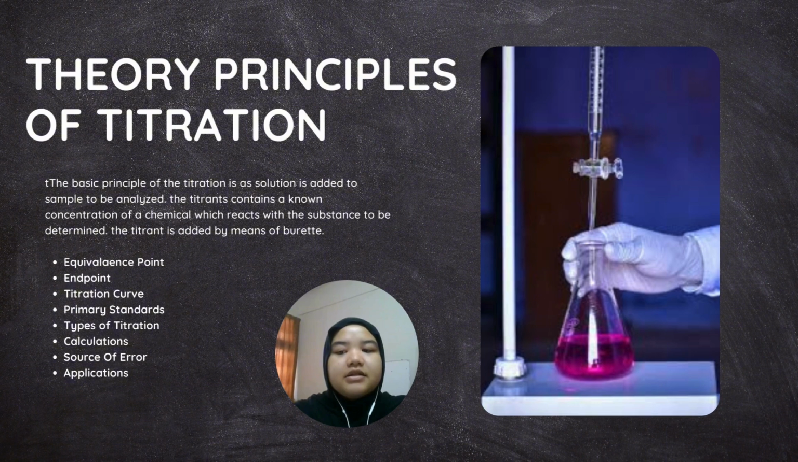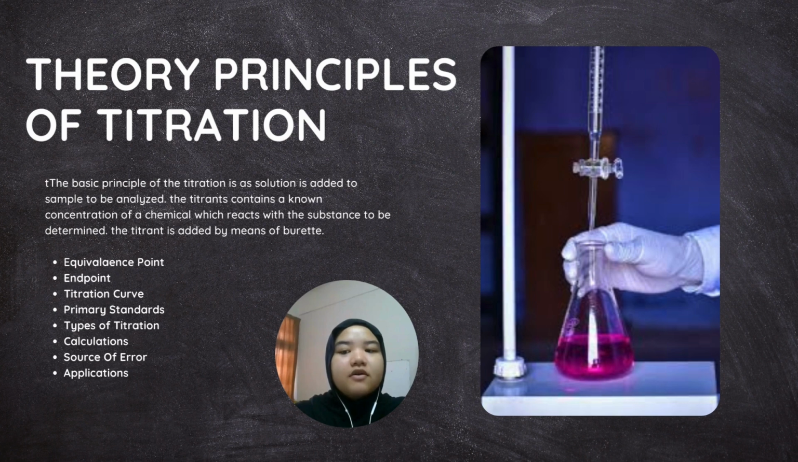Primary standard. These highly pure substances accurately determine solution concentration and are commonly used to prepare known-concentration titrants. Next, types of titration. Titration methods including acid-base, complexometric, redox, and precipitation titrations are based on specific chemical reactions and indicators to determine the endpoint. Calculations. Calculations involve using the volume and concentration of the titrant added to the analyte to determine the concentration of the analyte. This can be done using the stoichiometry of the reaction between the titrant and the analyte.